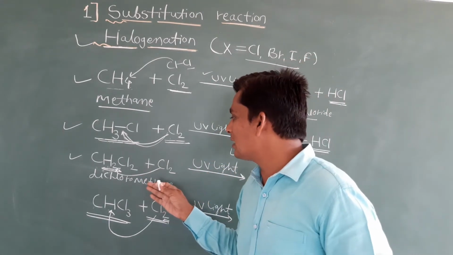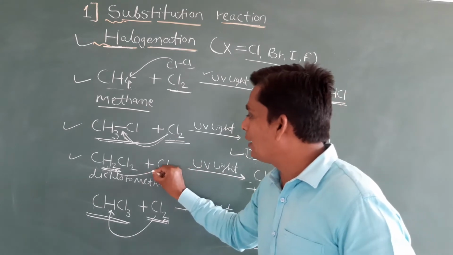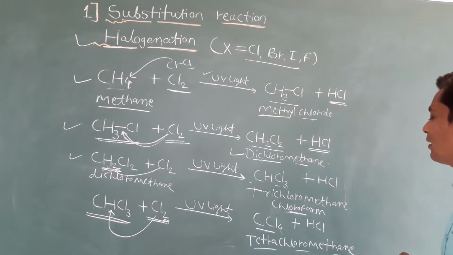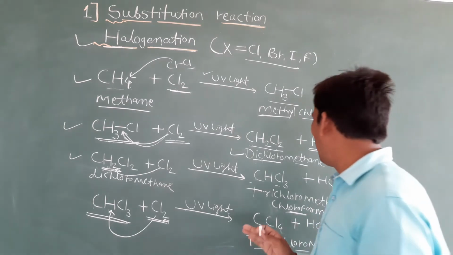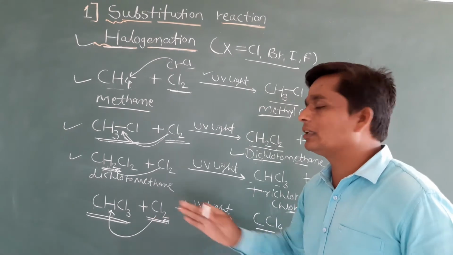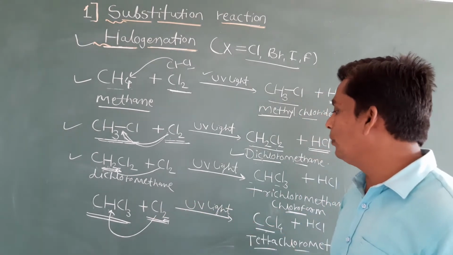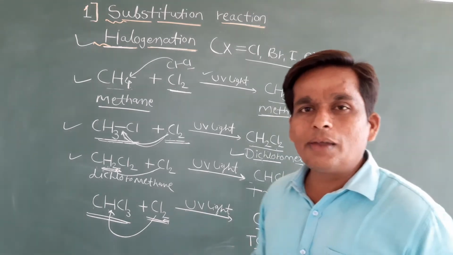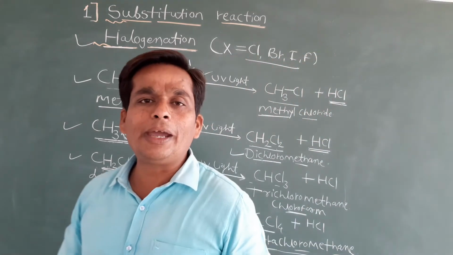So what happens, students? Two hydrogens are there. One more hydrogen will be removed and we can substitute the Cl. Simply we will get trichloromethane, which is nothing but chloroform. Again we can take the same trichloromethane, chloroform, and do the same chlorination in the presence of UV light. Again we will get tetrachloromethane. Now clear students? Now we will see the mechanism behind this reaction.